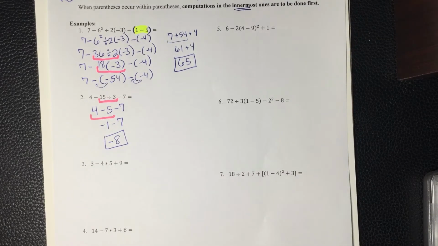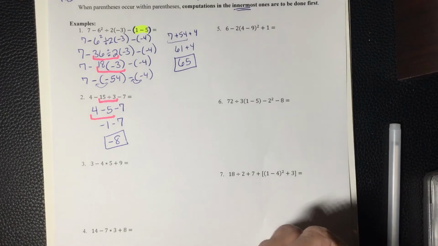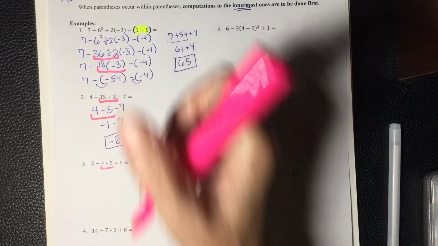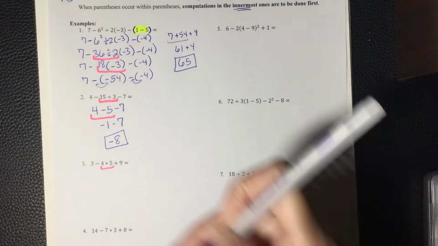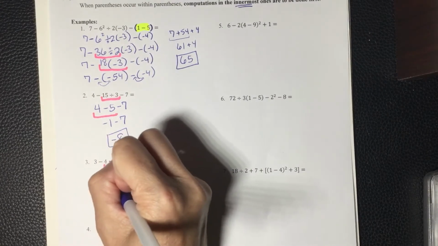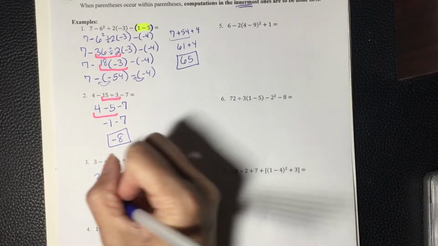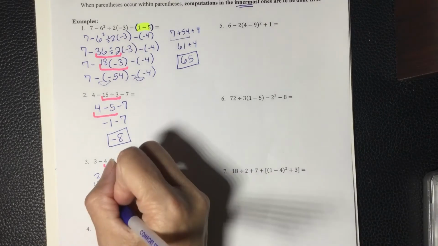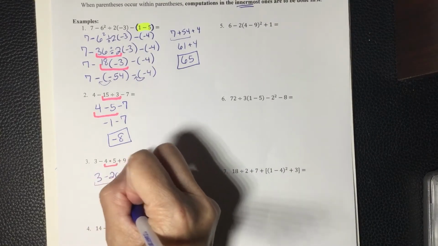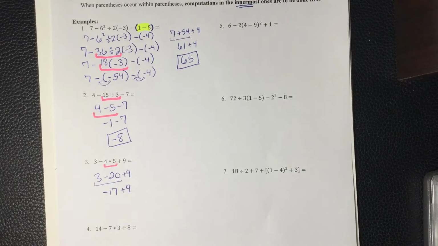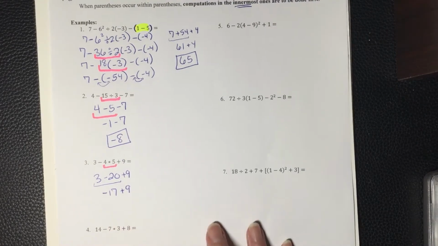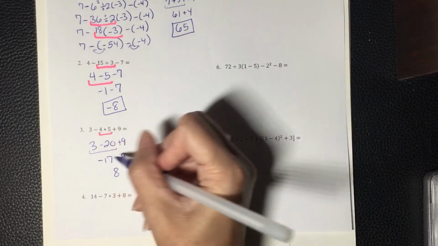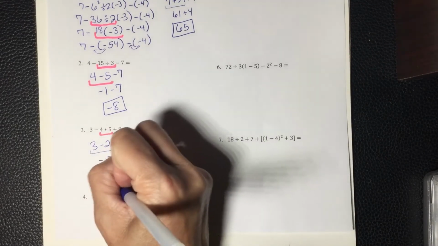All right, number 3 is very similar to number 2. I have no parentheses or exponents. I do have a multiplication right here. So that will be 3 minus 20 plus 9. Then I go left to right doing all my addition and subtraction. So 3 minus 20 will be negative 17 plus 9. Remember, when the signs are different, we subtract. That would give us an 8. 17 is bigger than 9, so we keep the sign on the 17.